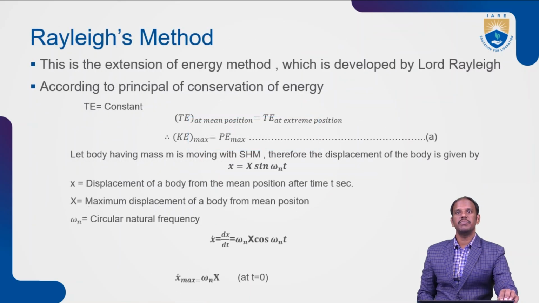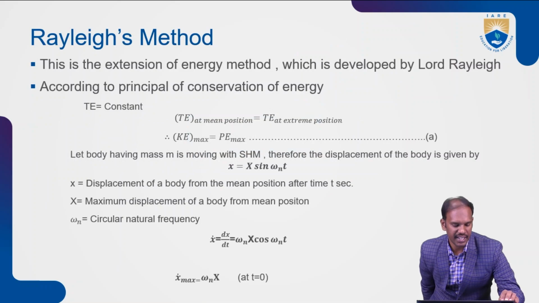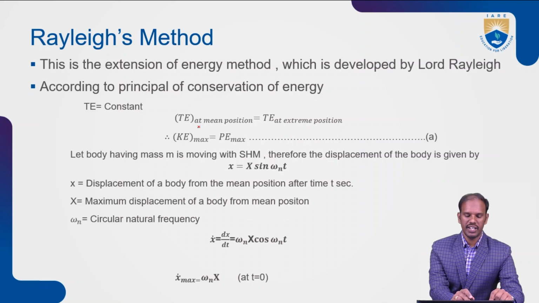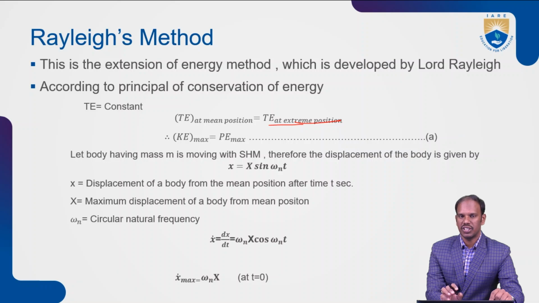And the Rayleigh-Ritz method is an extension of energy methods, which works under the displacement of the load. According to the principle of conservation of energy, the total energy is constant. The total energy at the mean position will be equal to the total energy at the extreme position. The mean position is at the middle, where energy translation happens. When there is a translation of motion, there is a translation of energy.